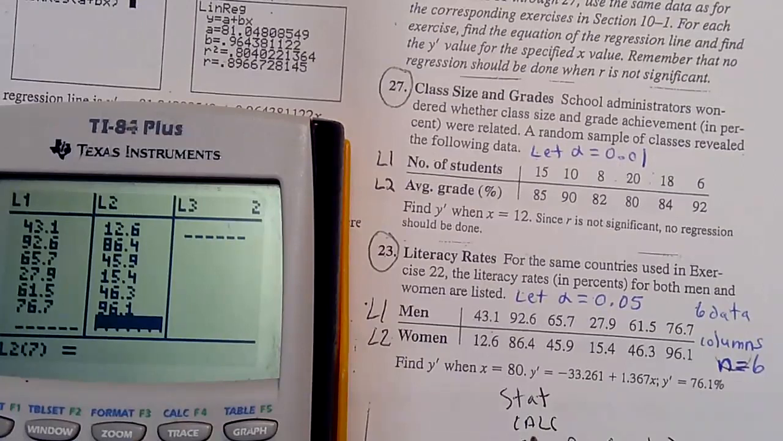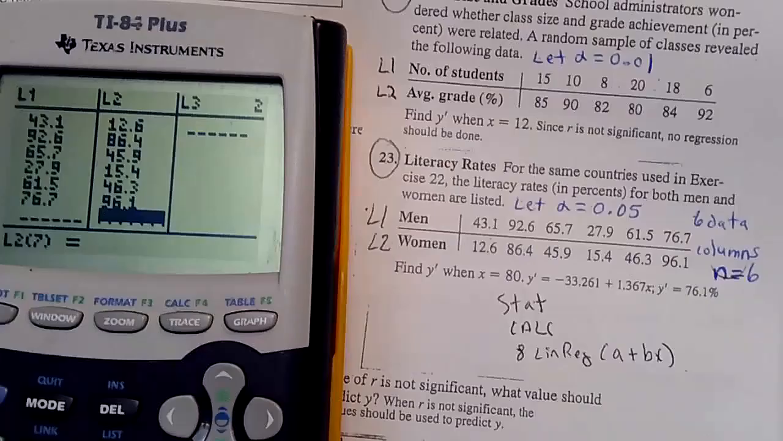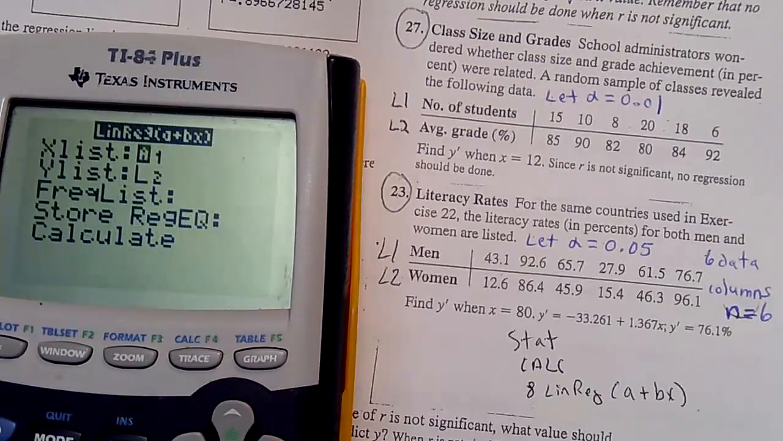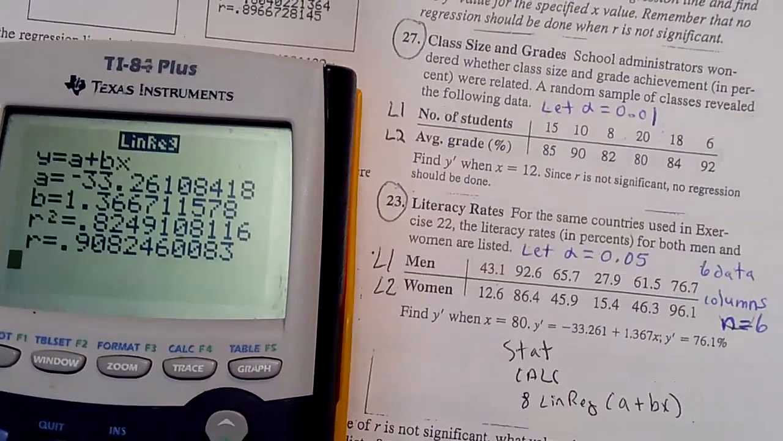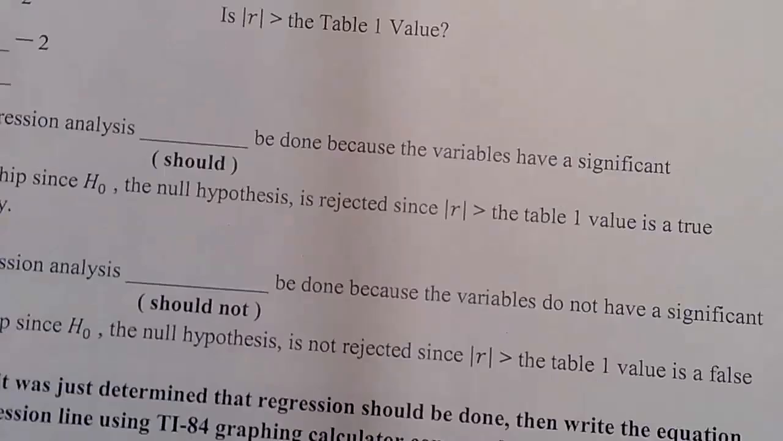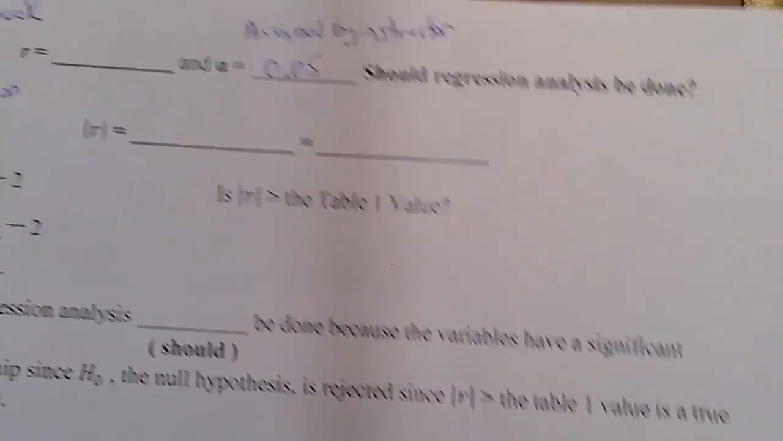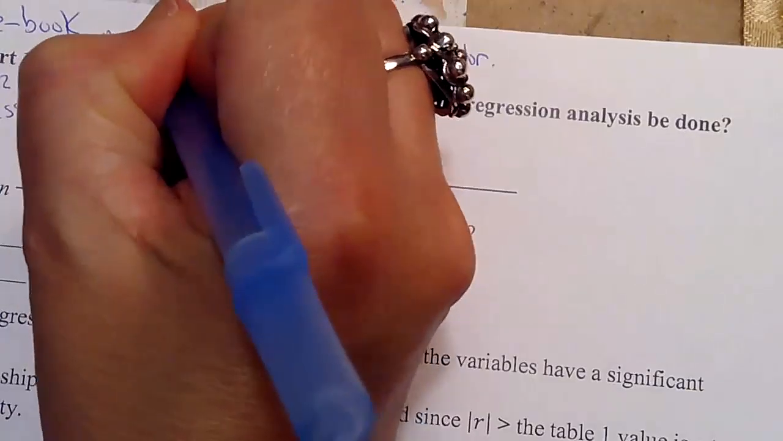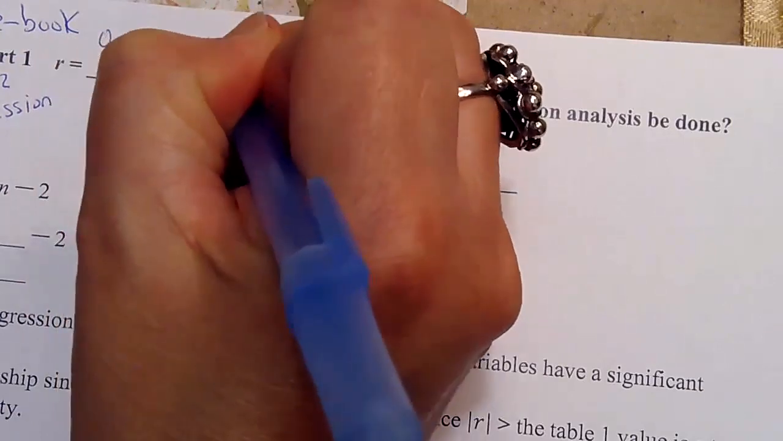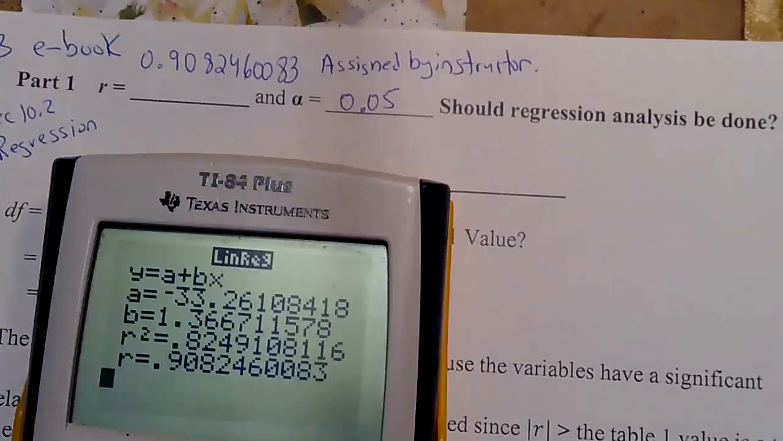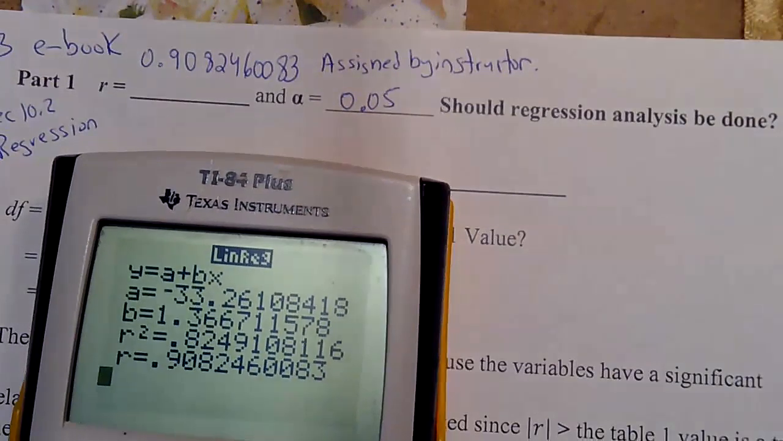Then you're going to press stat, calculate, and number 8, and then just enter all the way down, and there's your r. So I'm going to write that over here. r is 0.90824600083.